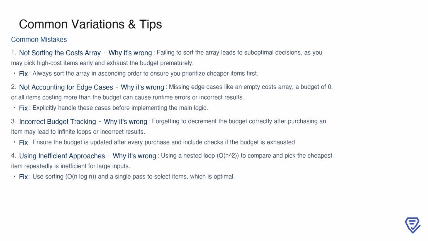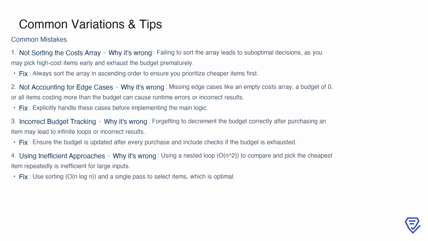Similarly, incorrect budget tracking can be problematic. If you forget to decrement the budget properly after each purchase, you could end up in an infinite loop or produce inaccurate results. To avoid this, make sure the budget is updated precisely after every purchase and include checks to ensure that the budget hasn't been exhausted.